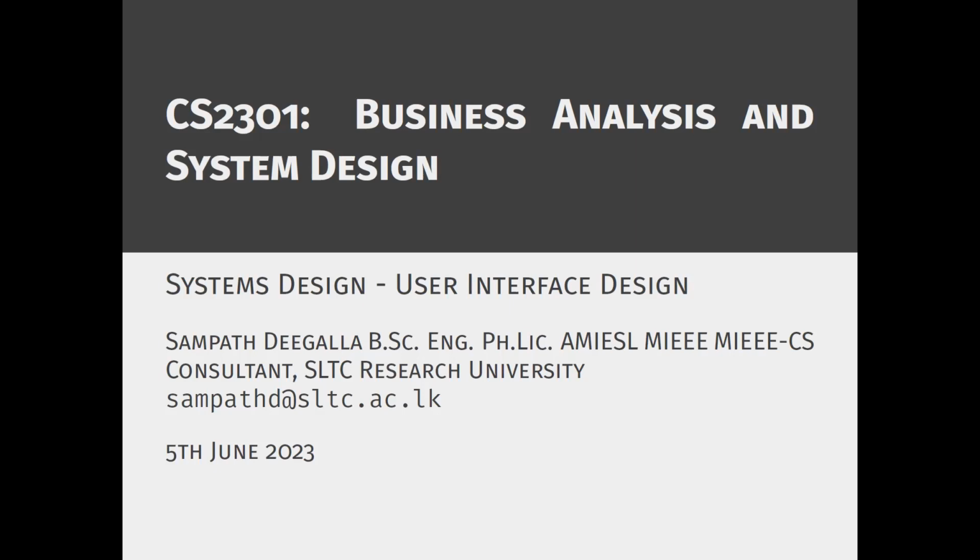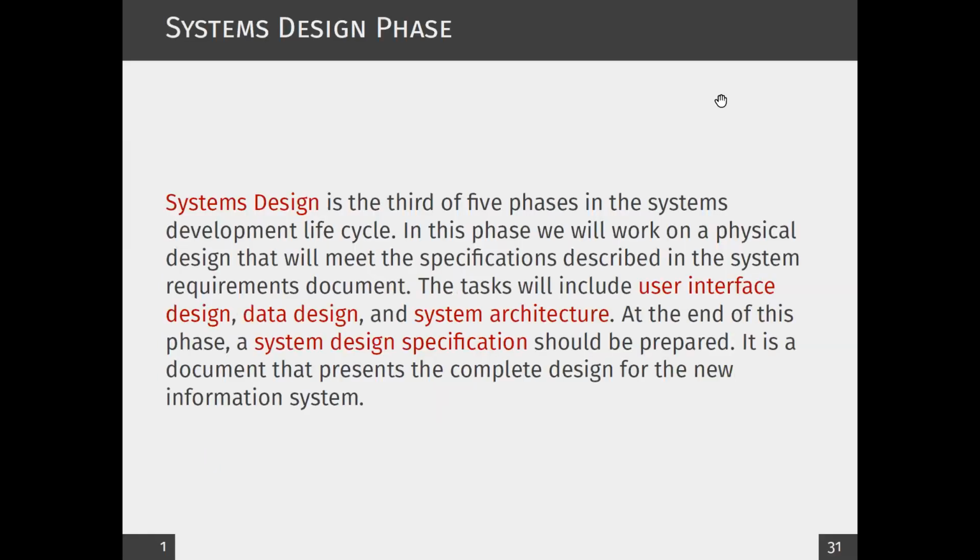So in today's session, I'm going to look at another aspect of system design. In this session, we are focusing on how we can design user interfaces. Now, when it comes to systems design, it's the third phase of the 5 phases that we have discussed in the system development life cycle, right? Now, in this phase, we are going to look at the physical design, which meets the specifications that we described in the requirements document.